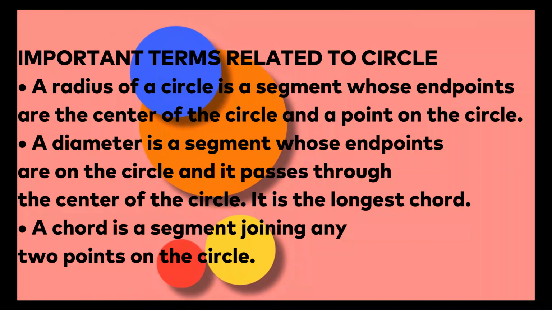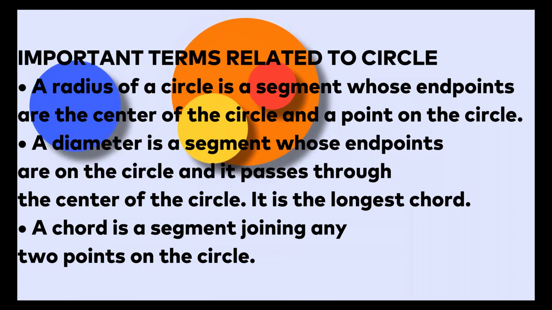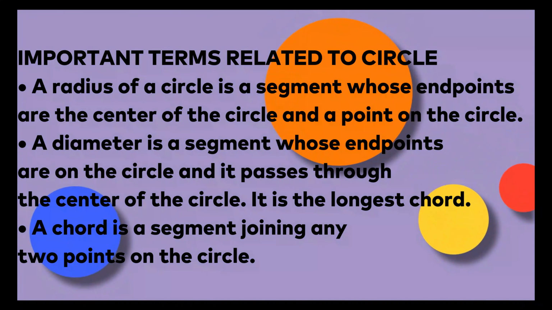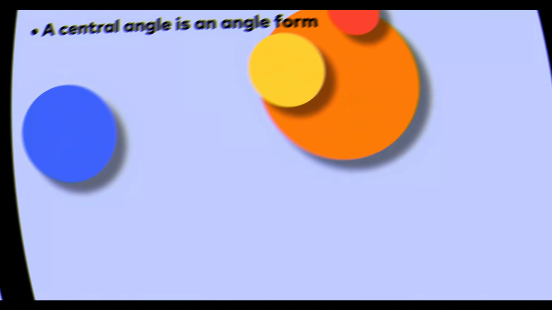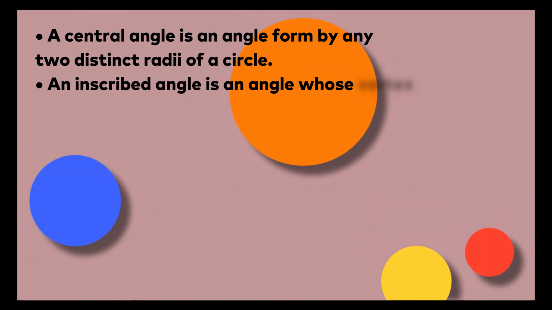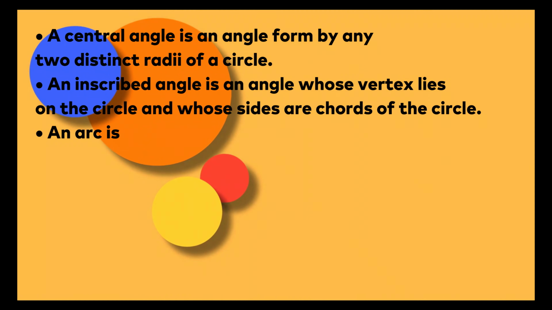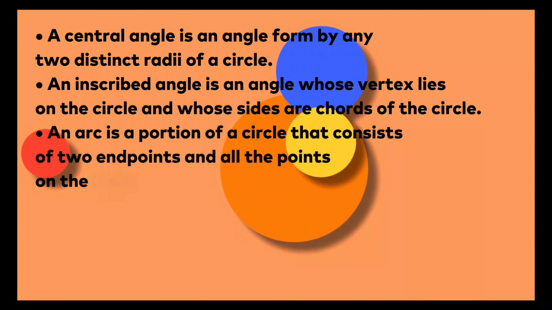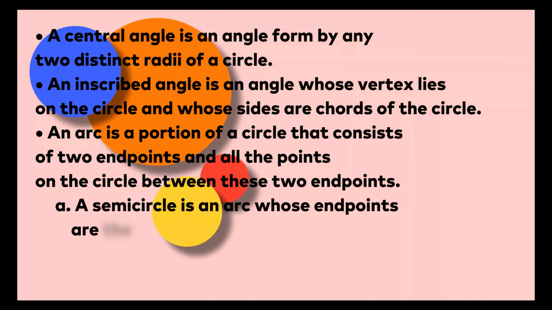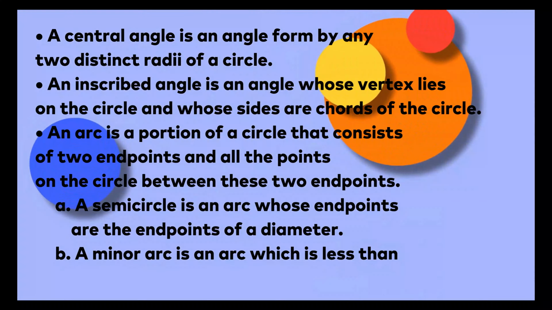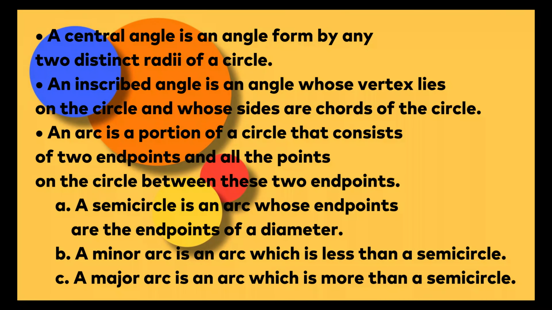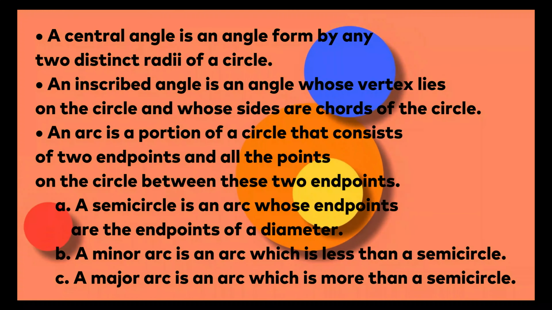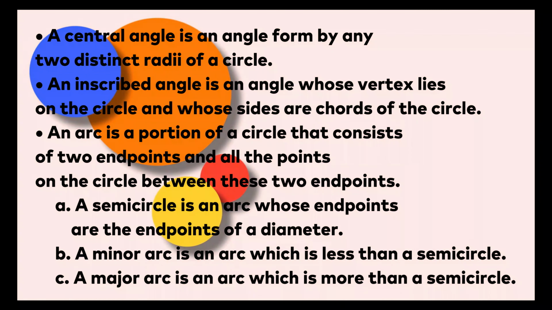The third one is the chord. A chord is a segment joining any 2 points on the circle. Next is the central angle. A central angle is an angle formed by any 2 distinct radii of a circle. Another one is an inscribed angle. An inscribed angle is an angle whose vertex lies on the circle and whose sides are chords of the circle.